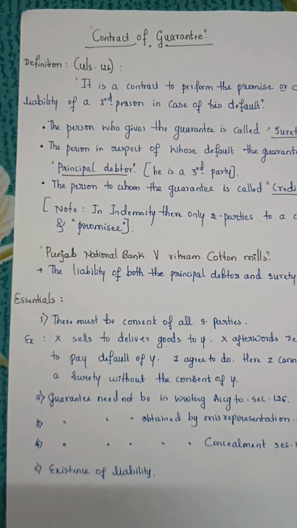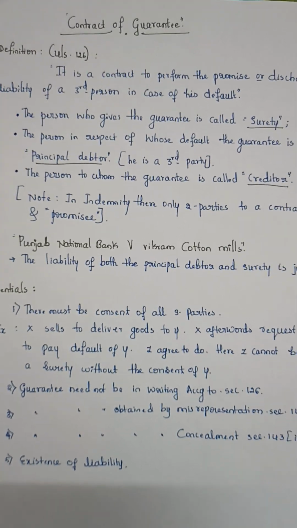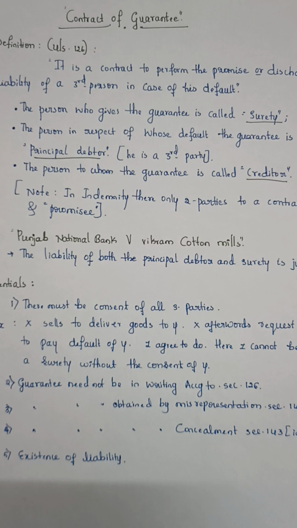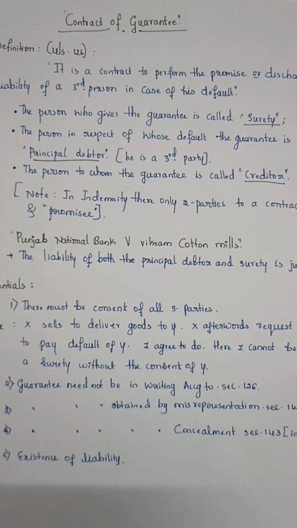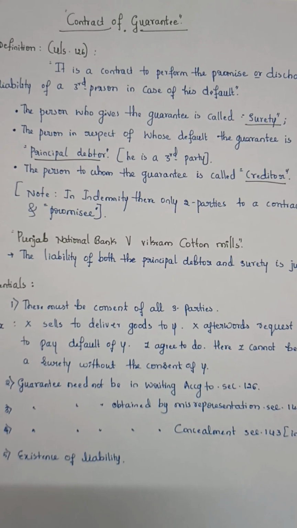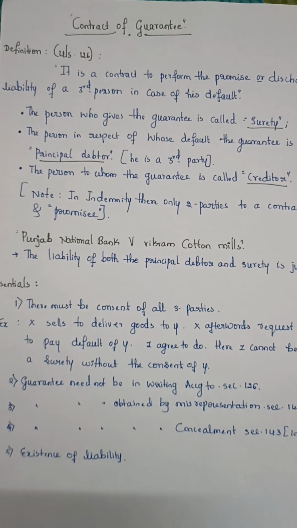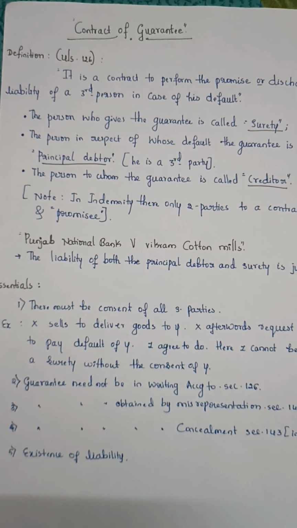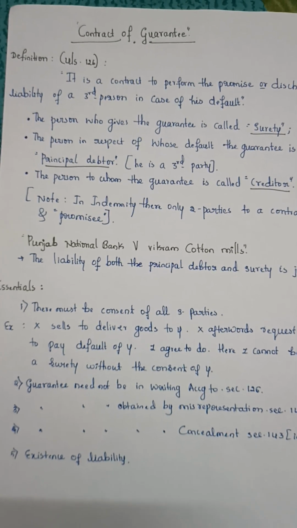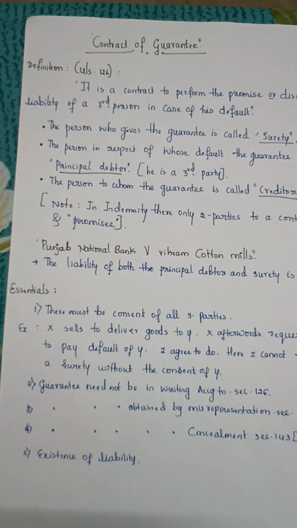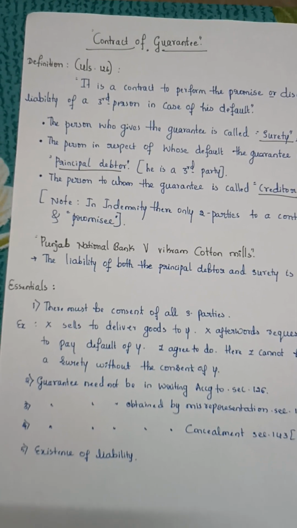The principal debtor acts as the third party. The principal debtor is the person in respect of whose default the guarantee is given. The creditor is the person to whom the guarantee is given, and the surety is the person who gives the guarantee.